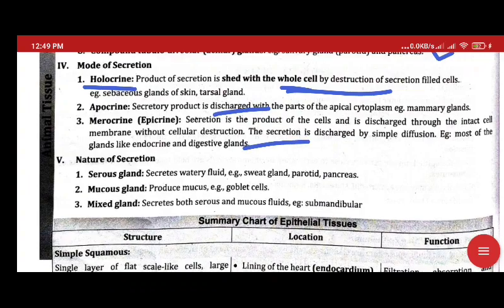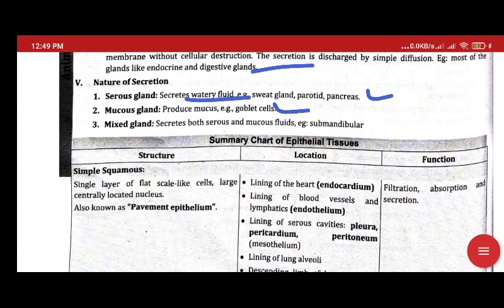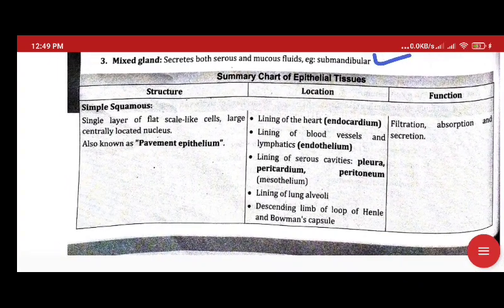Now secretion. Serous means watery secretion, that is sweat gland, parotid or pancreatic. Mucus gland secretes mucus. Mucus is mainly secreted by columnar cells, not cuboidal, columnar cells only. Mixed gland is submandibular or pancreatic, this type.